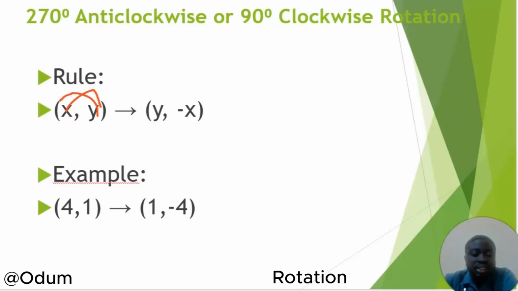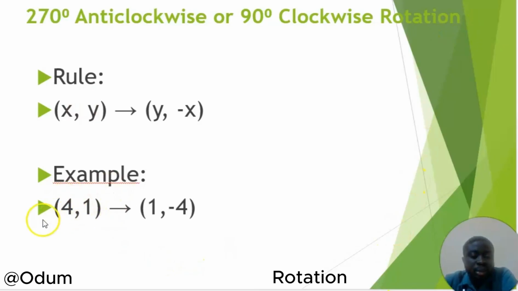So if you look at this example, rotating this point 4, 1, 270 degrees anti-clockwise or 90 clockwise, you see the 4 has been moved, then the 1 has been moved, then the 4 has been negated, and that is what we are talking about. Now let's see how this point 4, 1 is rotated and how it will become 1, negative 4 on our graph. So let's go to our graph and see how it's done.